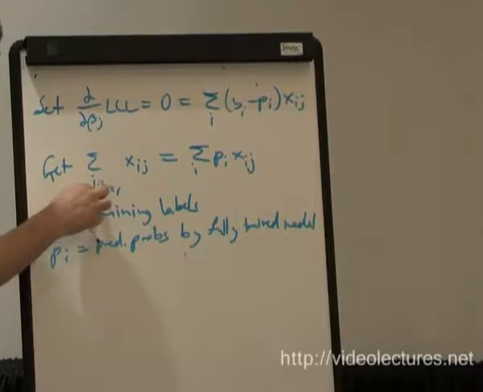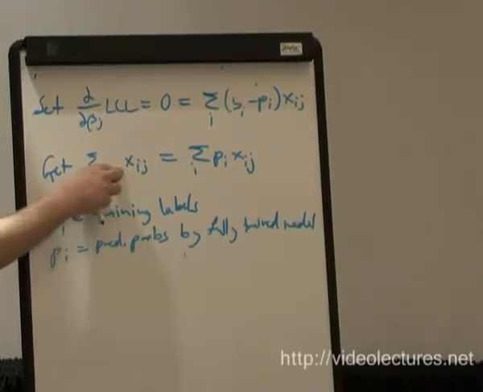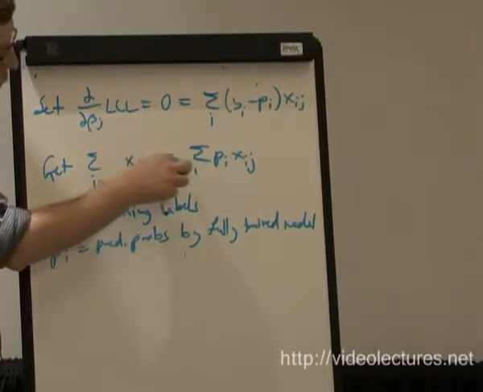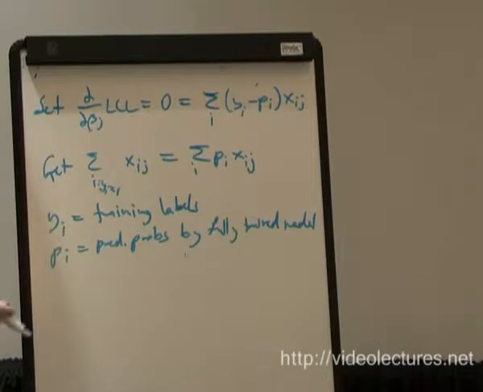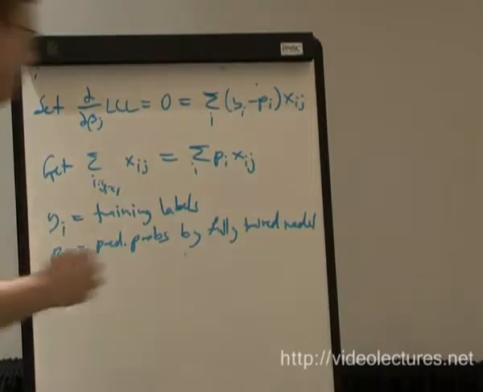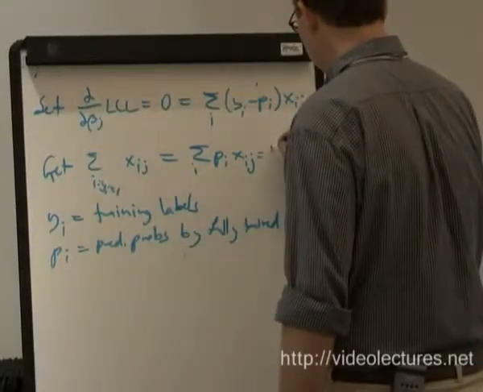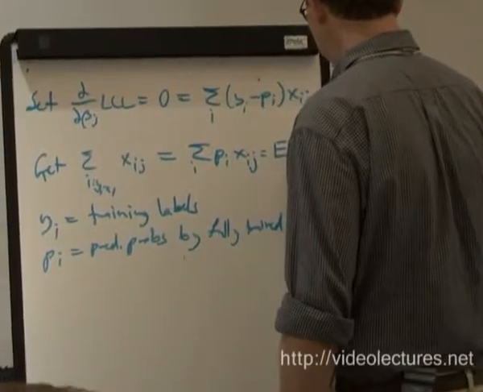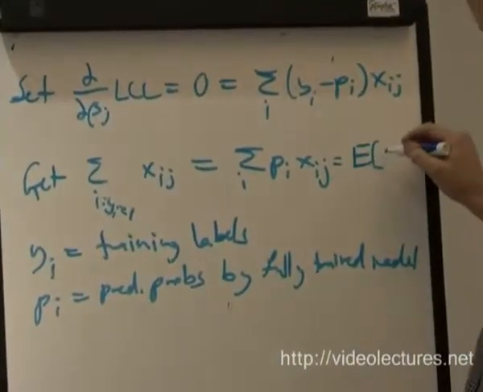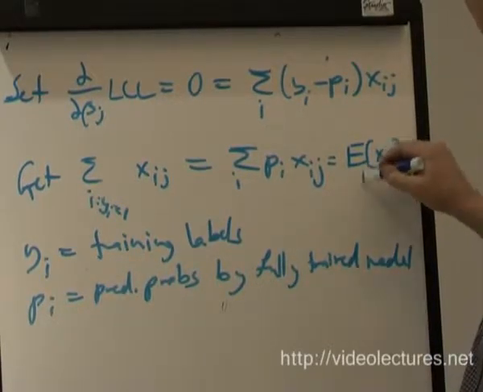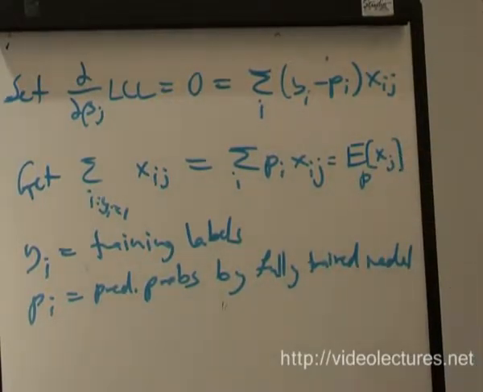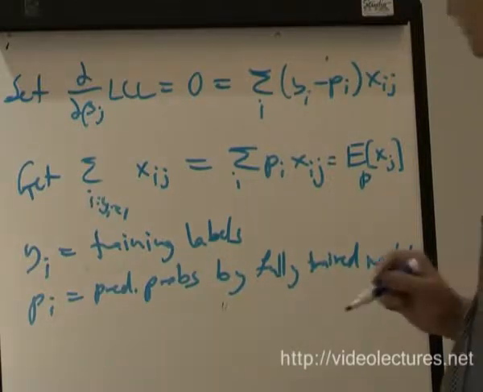So the sum over all the positive training examples of xij is the sum over all the training examples of xij times pi. So this is the expected value of xj, where the expectation is according to p.